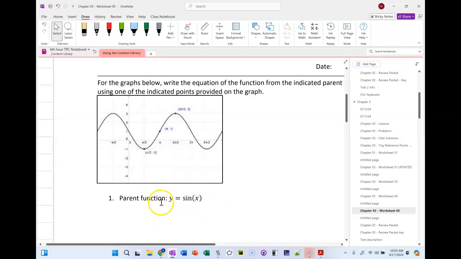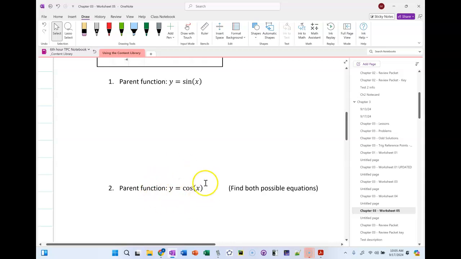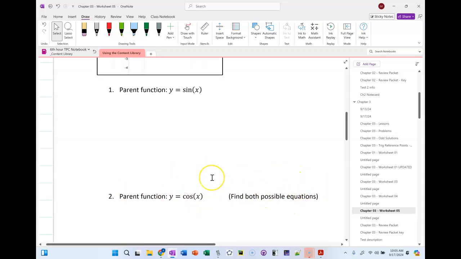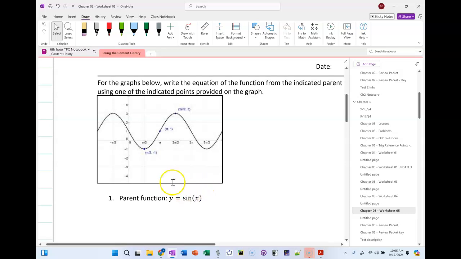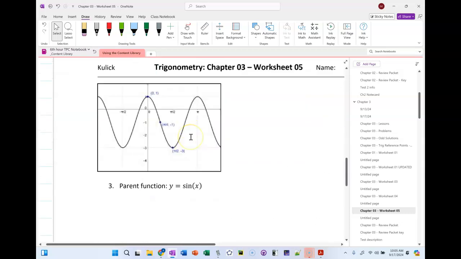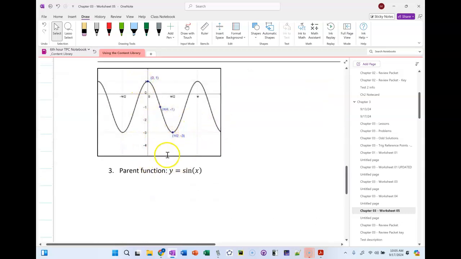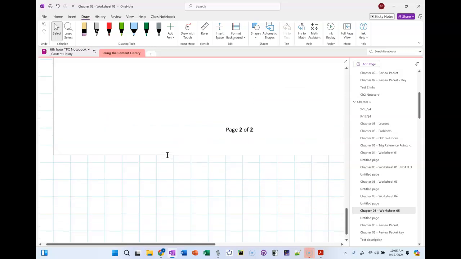Write your answer using sine, and then write your answer using cosine. Ask you to actually write both possible answers. Why would we get 2 possible answers for cosine here? One answer could use the minimum. The other answer could use the maximum. And then I have another one here, same story. That's it. That's it for worksheet 5.